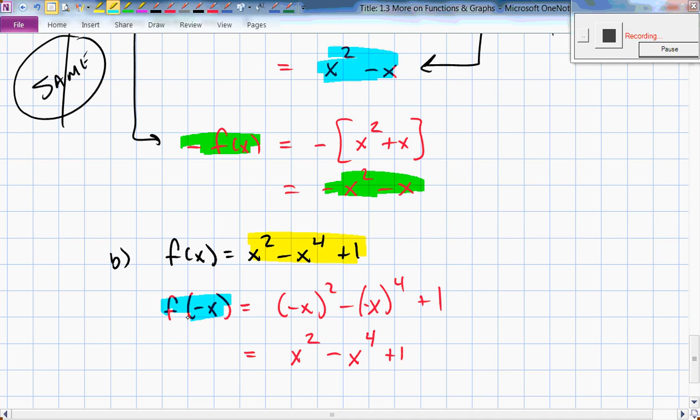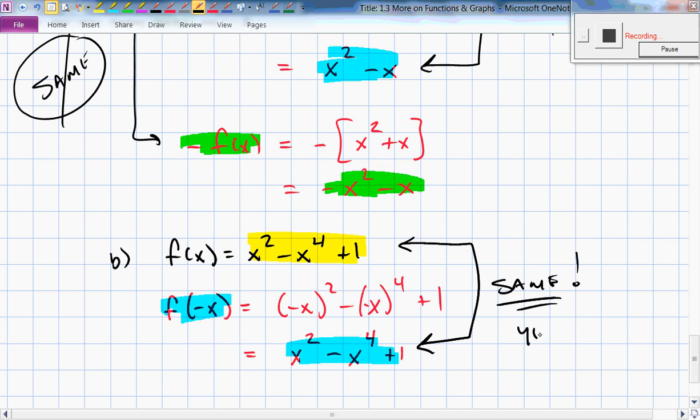So here's f of negative x. It is x squared minus x to the 4th plus 1. Okay, now let's compare these two. Are those the same? Yes, those are the same. So what does that imply? It implies that we have an even function, and that implies that we're going to have symmetry where? Over the y-axis. Very good.